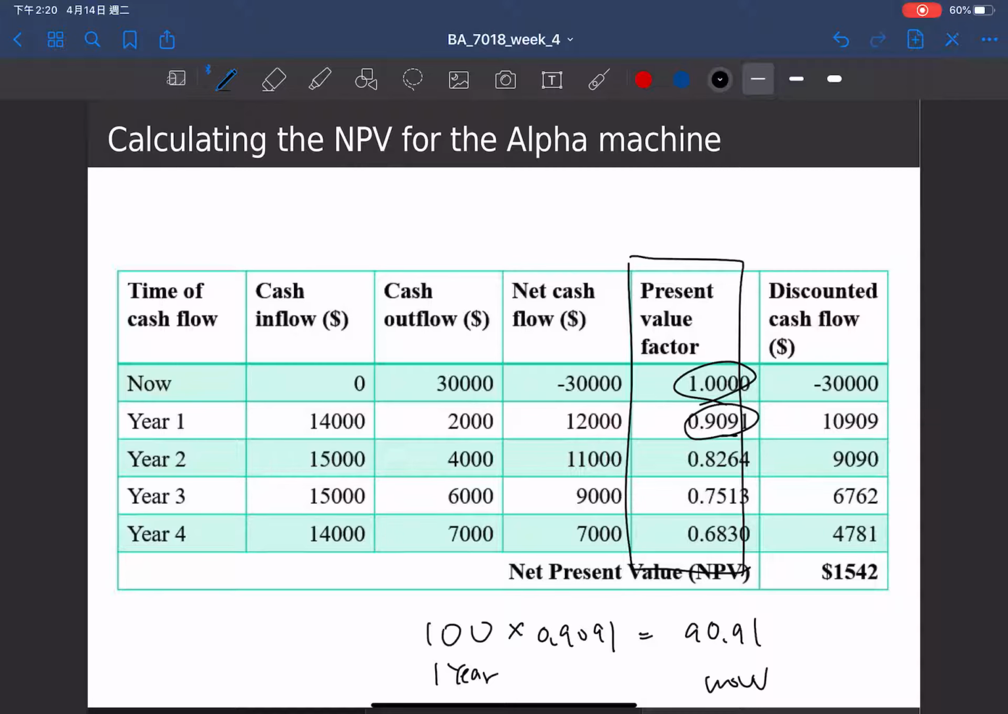Okay? And you might have learned this in an accounting class or economics class, that there is a more formal way to do this. You assume that the interest rate is R. Then $1 today will be 1 plus R a year from now, right? So $1 a year from now will be 1 over 1 plus R today.